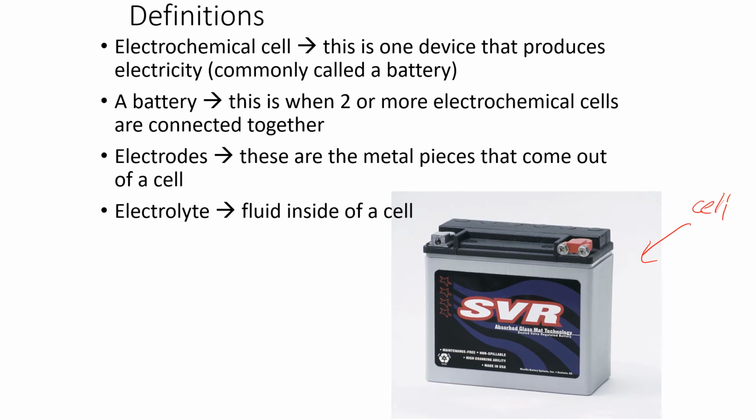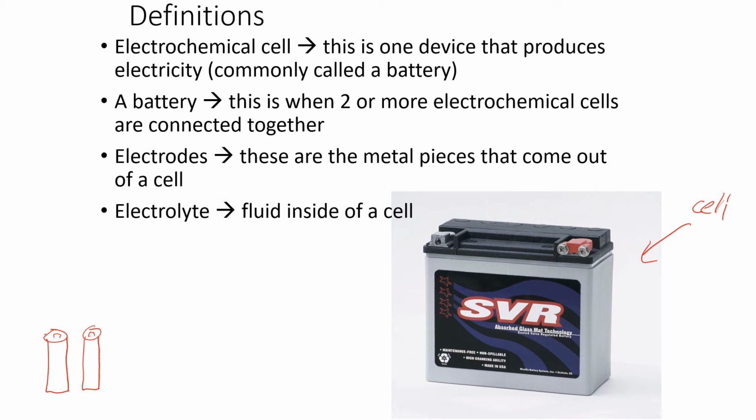So if you just had one Duracell, technically this is called a cell. Once you get a couple of them and you hook them up together, then it is called a battery.